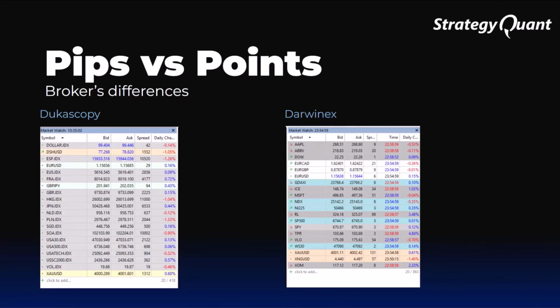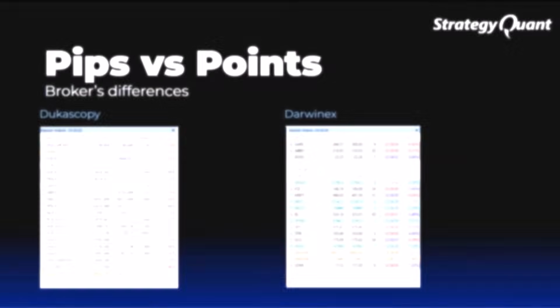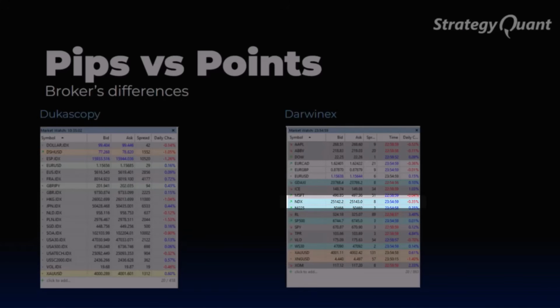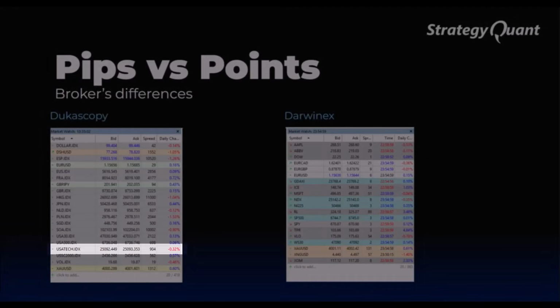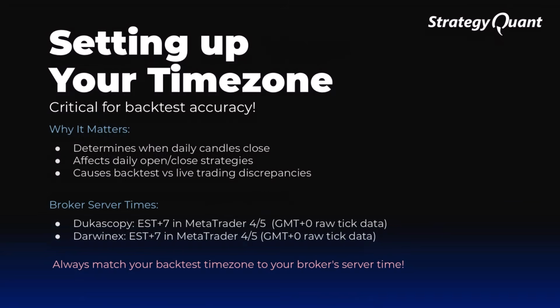Gold, for example, is quoted to 3 decimal places at Dukascopy, while at Darwinex it's quoted to 2. The same applies to Nasdaq. Darwinex quotes it to 1 decimal place and Dukascopy to 3. So when setting the spread or slippage for a given broker, take this into account to make sure your values are correct.